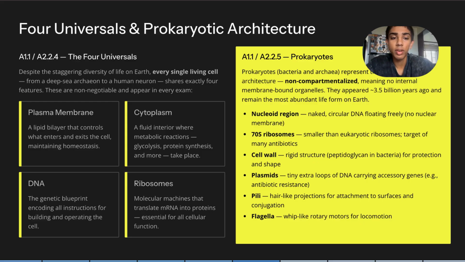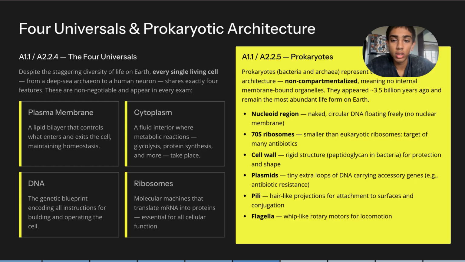Despite the massive diversity of life, every single living cell on Earth shares exactly four universals: a lipid plasma membrane to control what enters and exits, a fluid cytoplasm where metabolic reactions happen, DNA as the genetic blueprint, and ribosomes to synthesize proteins. No matter how weird a cell gets, it has these four.